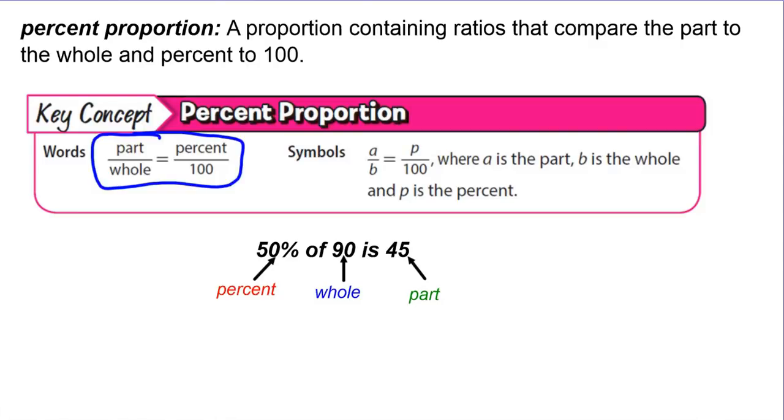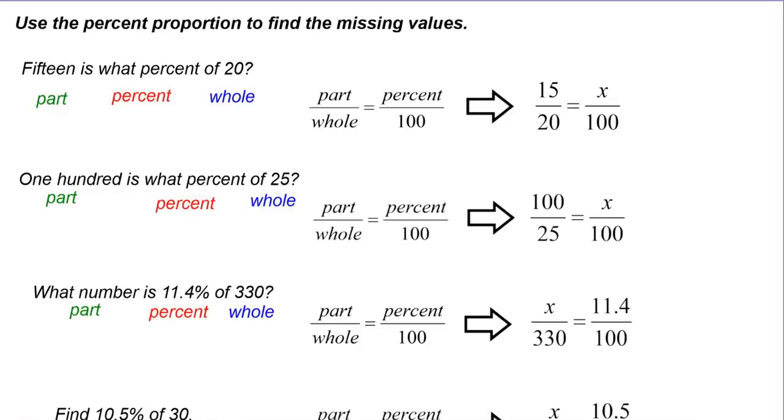An example of a percent statement I have below here: 50% of 90 is 45. All three parts of the proportion are present in this statement. The percent is there, that's obvious, that's the 50%. Of 90 means that we're indicating that this is the whole, or out of 90, and 45 is the part. 45 out of 90 is 50%. So we're always going to be looking for these three key parts: the percent, the whole, or the part. We can use the percent proportion to find missing values.